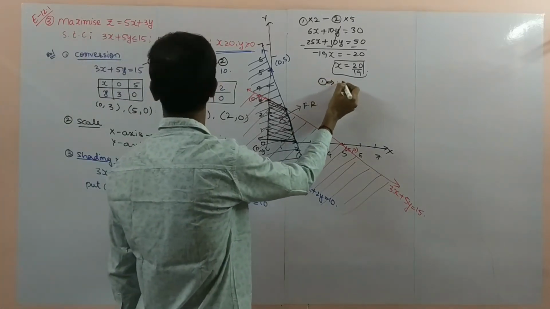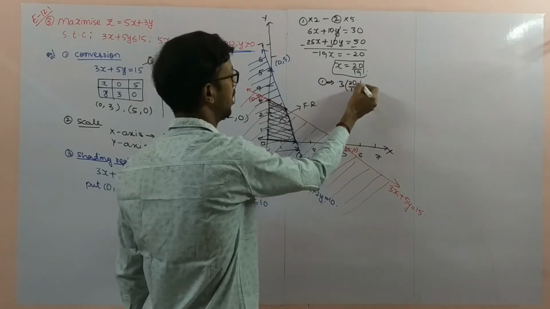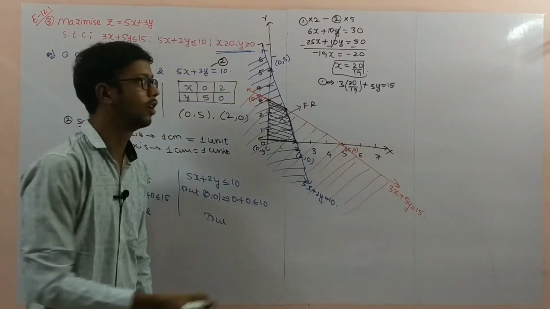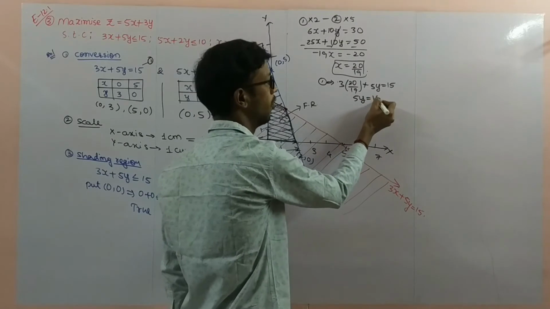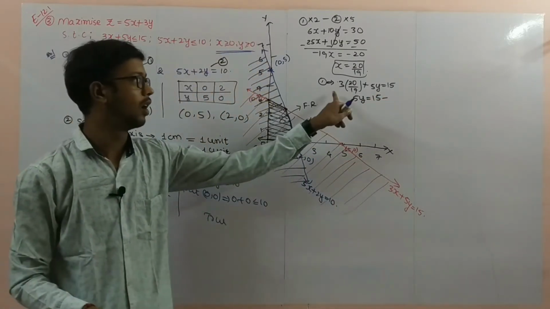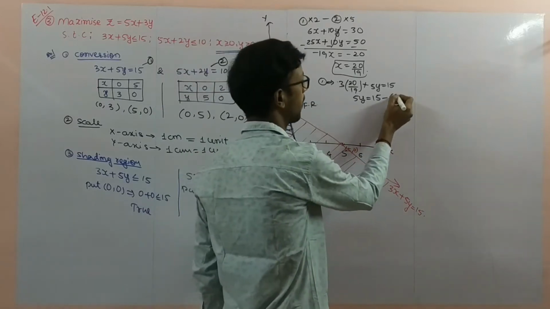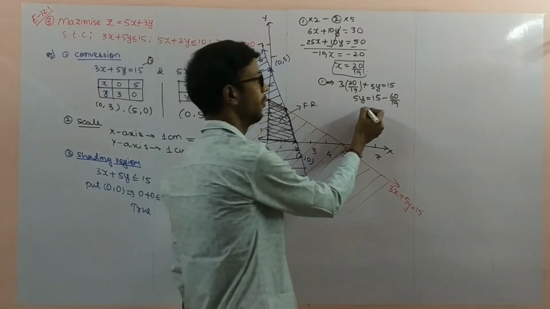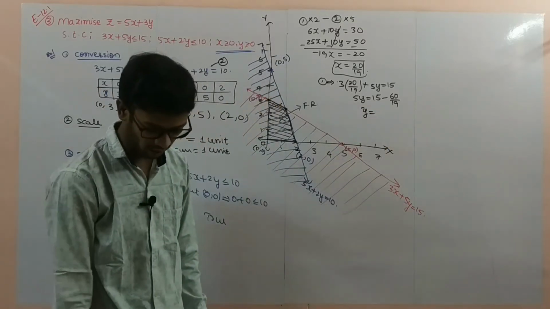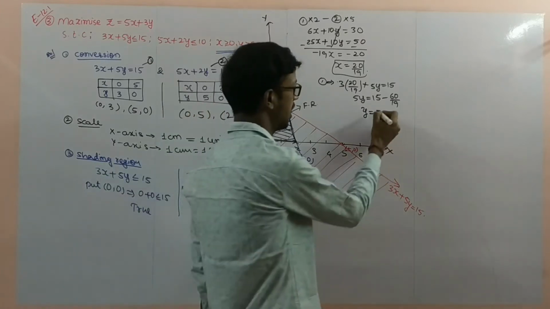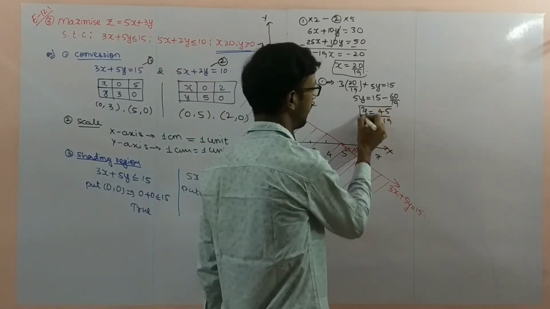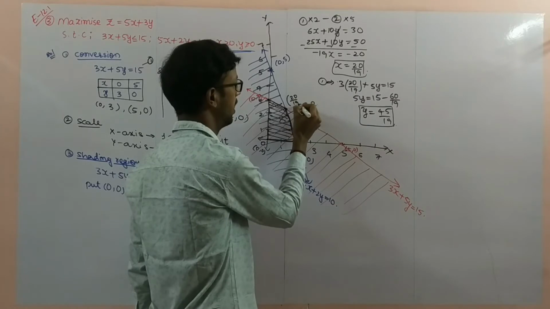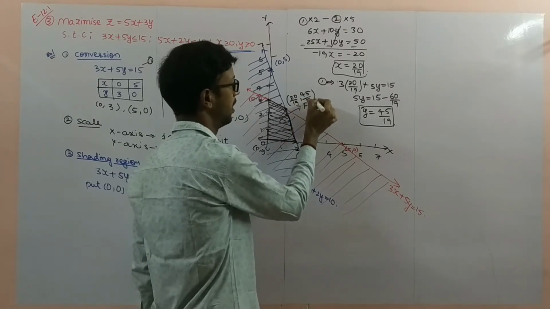In equation 1, this implies 3 into 20 by 19 plus 5y equal to 15. This value, 5y equal to 15 minus 60 by 19. If you are simplifying, if you are making the total simplification, y value you will get 45 by 19. So this point is 20 by 19 comma 45 by 19.